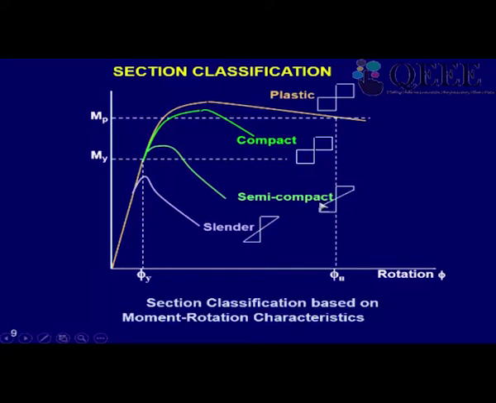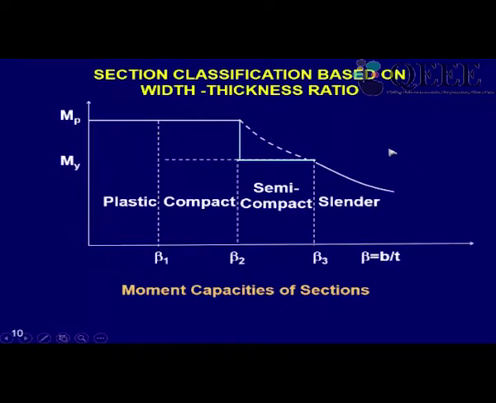And if you are using semi-compact sections, you don't know this value, so you assume the capacity as My. If you are using plastic and compact sections, you can assume the capacity as MP. And only if you are using plastic sections, you can do plastic analysis. So that is what is called section classification. So the minute you pick up a section or decide to make your own section, you have to do this section classification, and then your entire design calculations will depend on that.